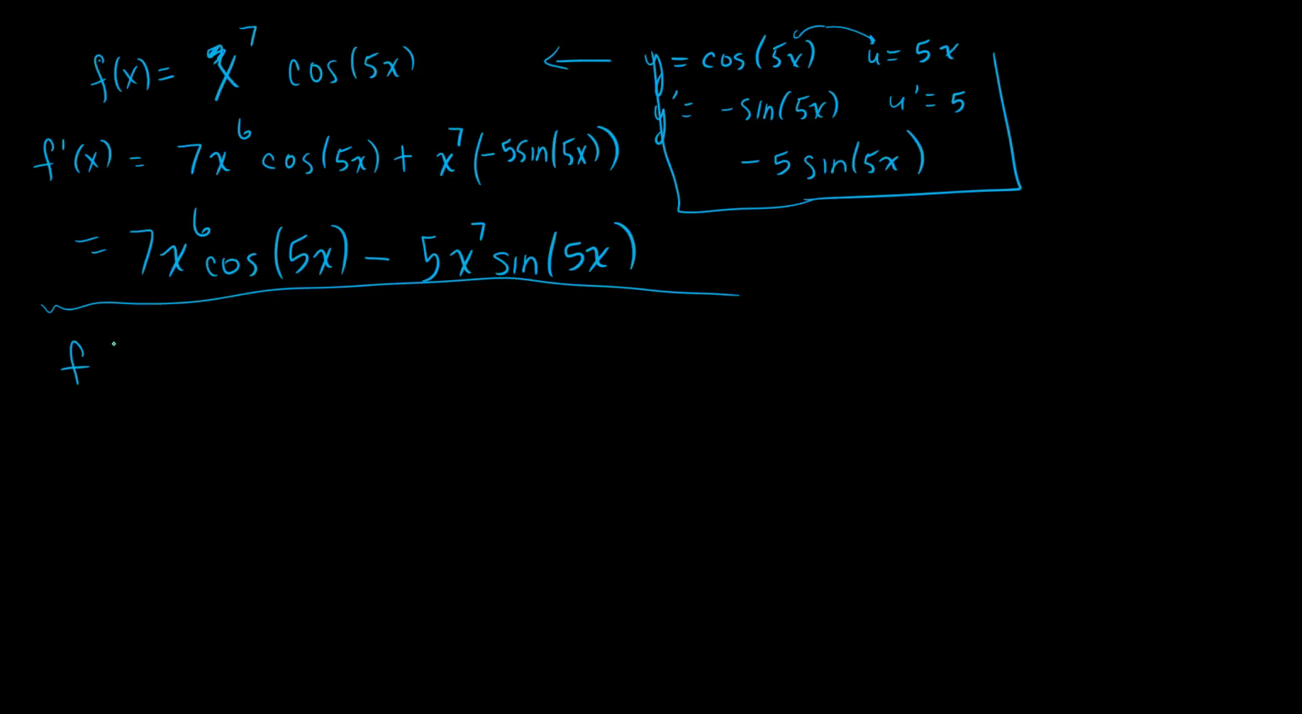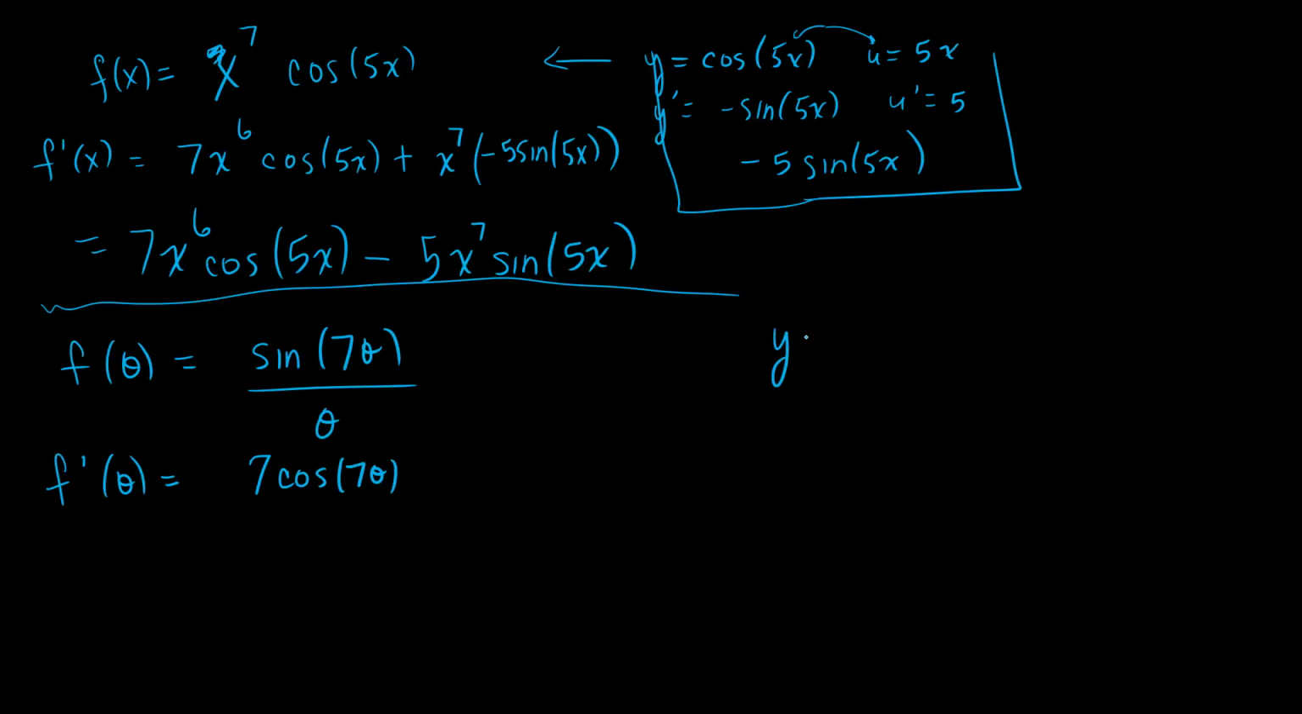All right, I get f of theta equals sine 7 theta divided by theta. You can definitely see this as a quotient rule. So the quotient rule says take the derivative of the top, which would be 7 cosine 7 theta.